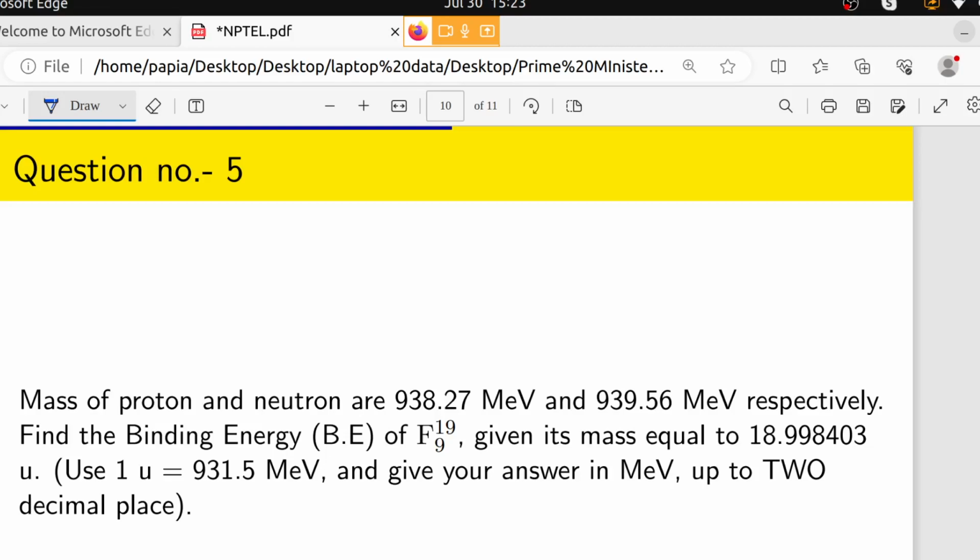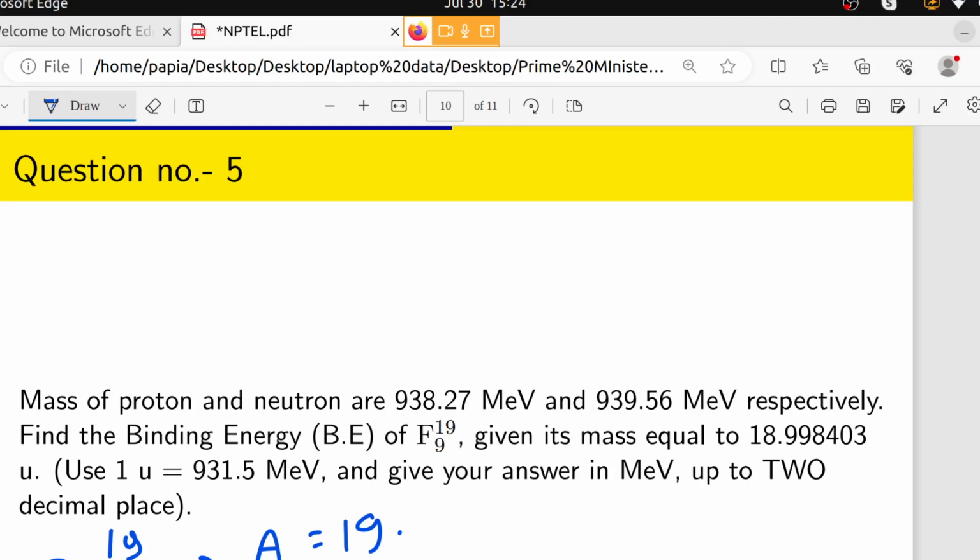As I already told you, F919 means it has A equals 19, Z equals 9, and N equals A minus Z. That means 19 minus 9, which is nothing but 10. So this is the full information which I can get from that notation.